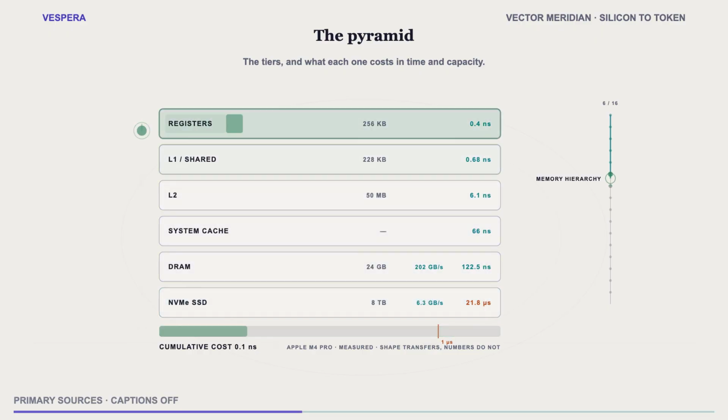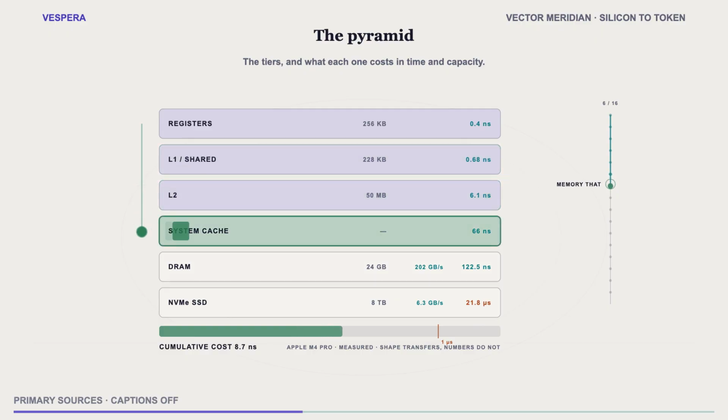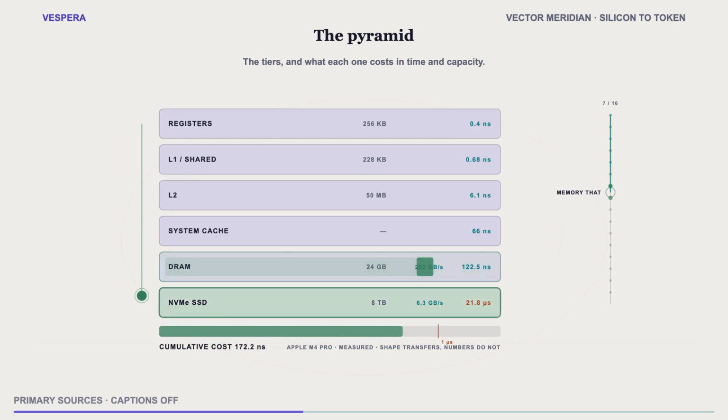L2 cache: tens of megabytes shared across the whole die, a few hundred cycles. HBM, the VRAM: tens of gigabytes on the same package, several hundred cycles. And this is where the model weights live. Host memory: hundreds of gigabytes on the other side of a PCIe link, microseconds away. Storage: terabytes, milliseconds away, and a different kind of device entirely.